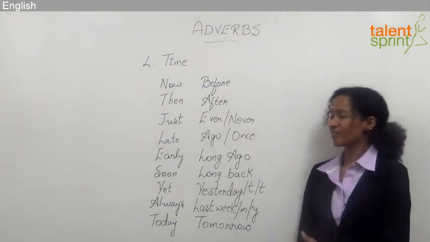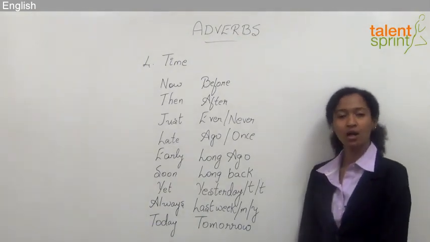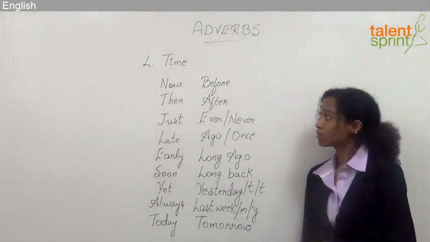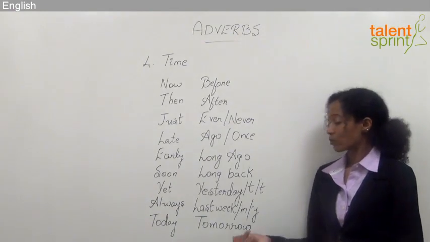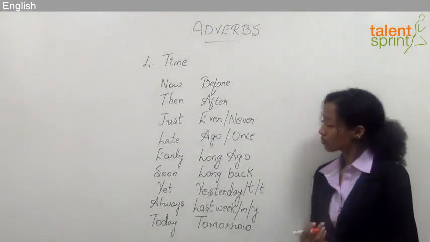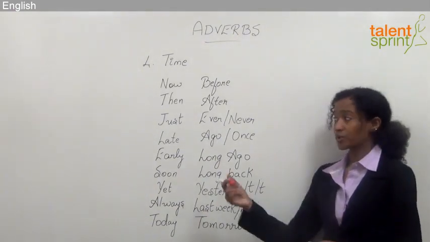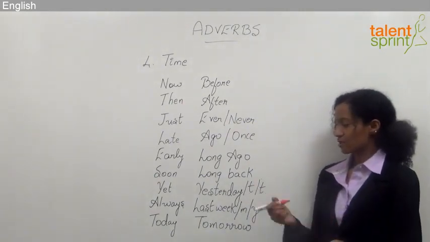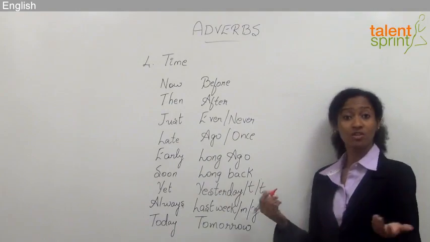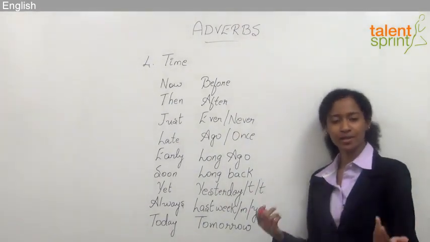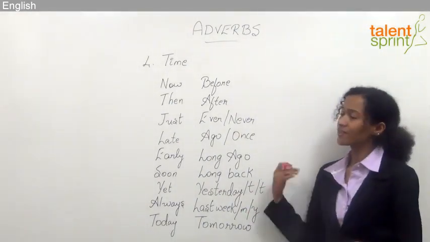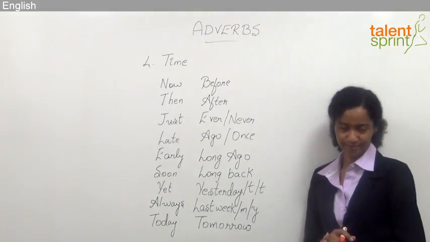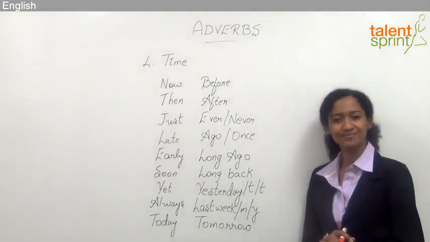So to give you a couple of example sentences: do your assignment now. Or, I will buy a laptop tomorrow. Or I woke up early in the morning. Or my friend visited me yesterday. Long ago there was a king and a queen, right? So all of these are adverbs of time. Let's move to the next one.